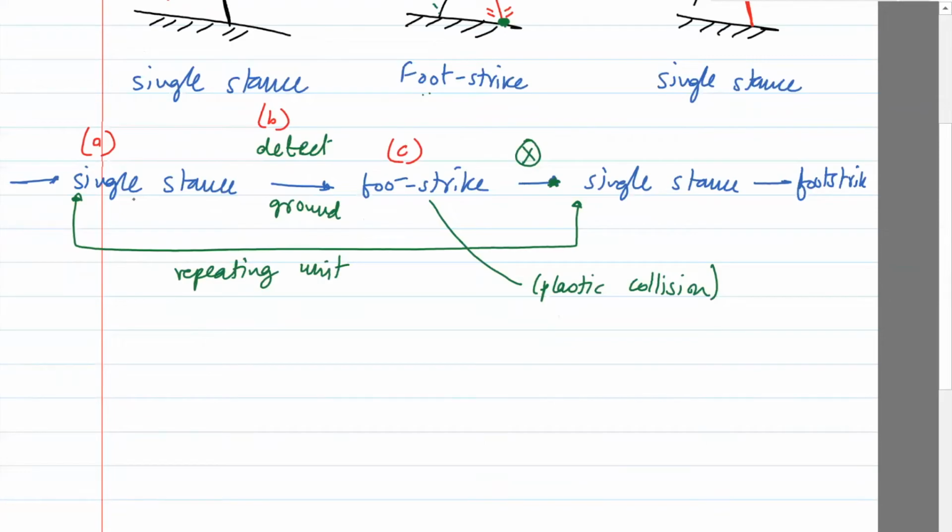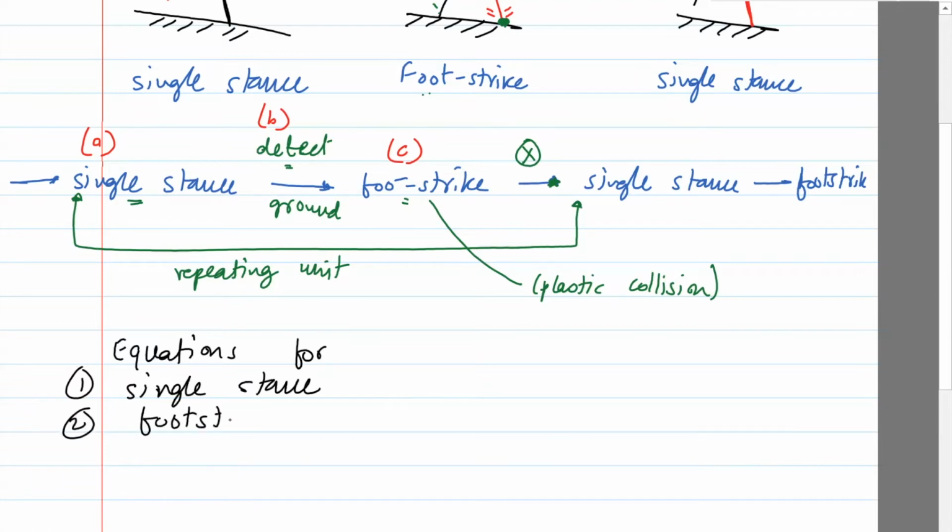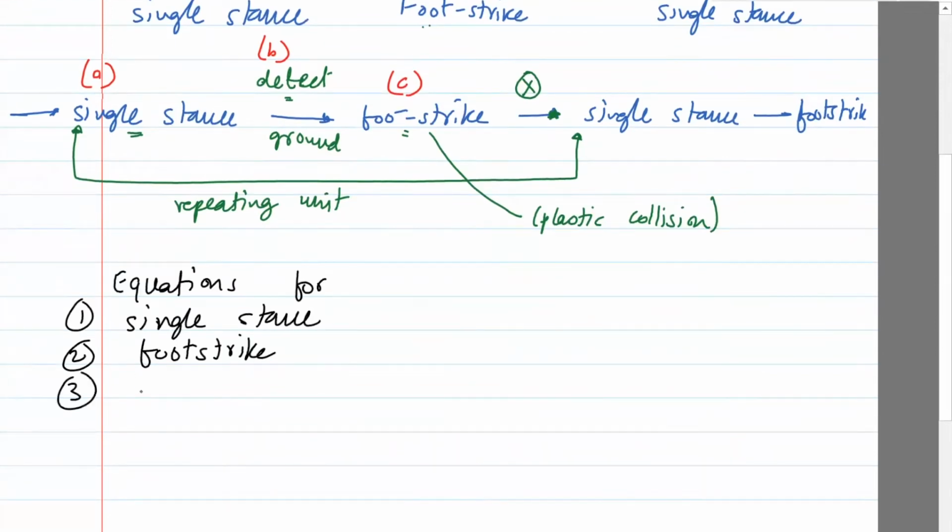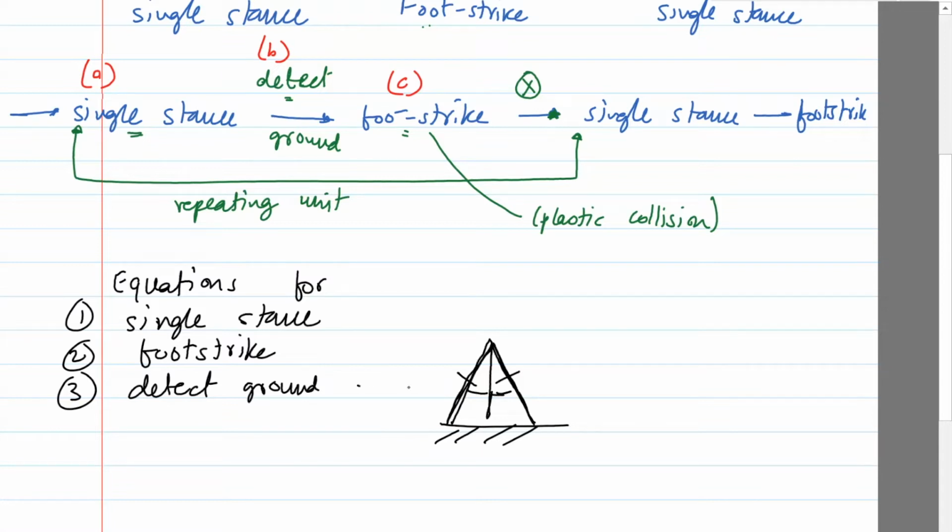Okay, so we need to write equations for single stance, detect ground, and foot strike, and that's what we're going to do. So equations for one, single stance, two, foot strike, and three, detect ground. The detect ground condition is actually pretty simple. Whenever the foot hits the ground, we will have essentially an isosceles triangle, and so there's a condition on the angles, and it's really pretty easy to get that. So this is not really a big deal.